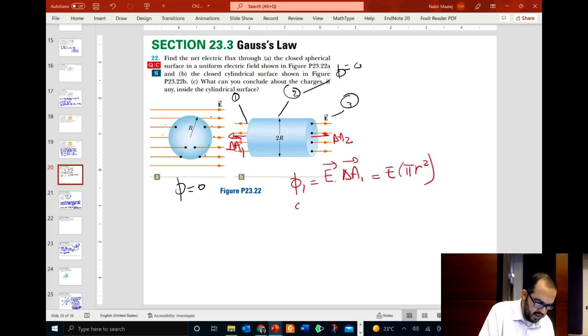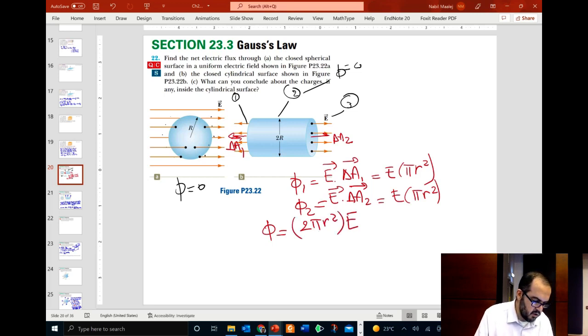Okay, for the flux 2, same thing, we get E dotted with delta A2, and since they are parallel, cosine of theta is cosine of 0, which is 1, so this is also E times pi r squared. So the total flux is going to be the sum of the two, which is 2 pi r squared times E. This is the total flux.